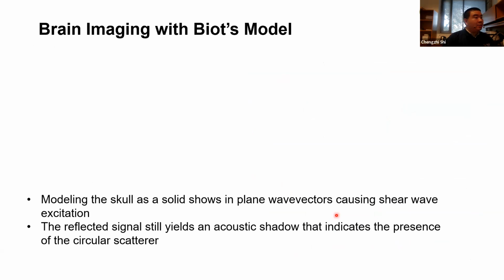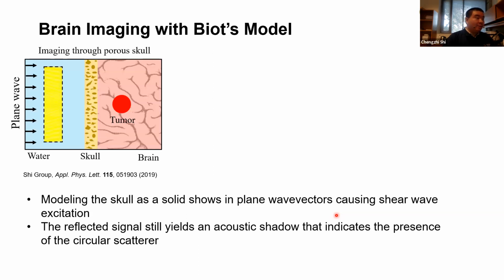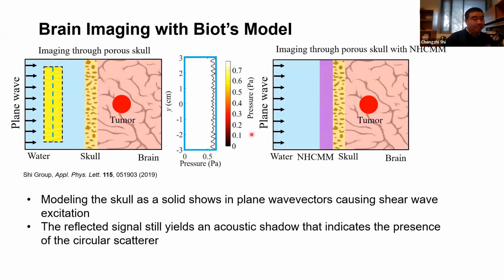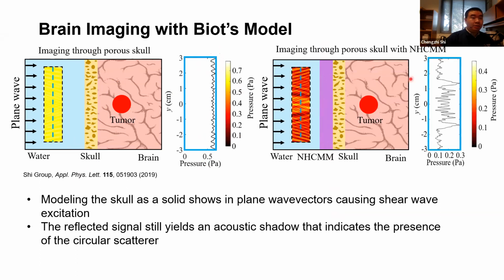So we went ahead and did the brain imaging modeling using the Biot model and saw how it looked with the solid model of the skull. You can see we look at the same imaging field and the same imaging line using the ultrasound probe. And then you can see pretty much nothing with this solid model of the skull, which is just the reflection of the skull. But with the non-Hermitian complementary metamaterial here, we still see the shadow, which is scattered by the brain tumor. And that shadow helps us to reconstruct the image in the B-mode.